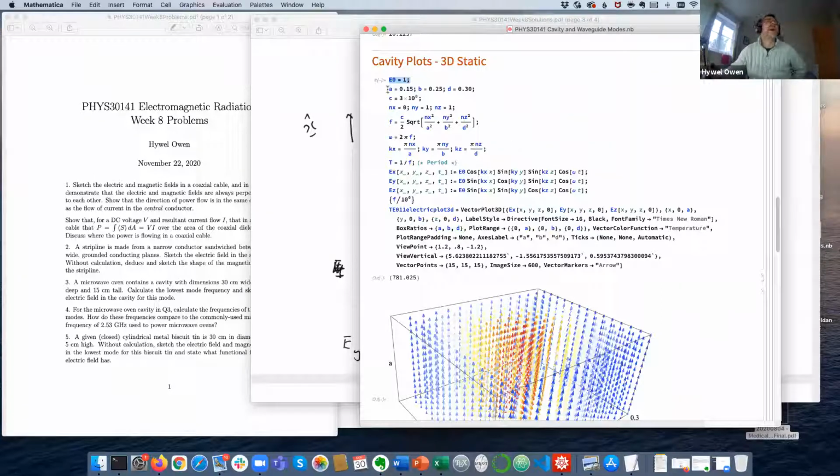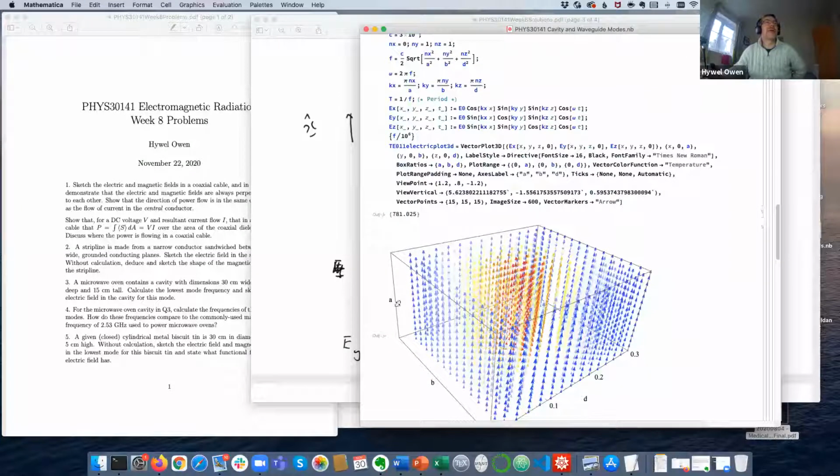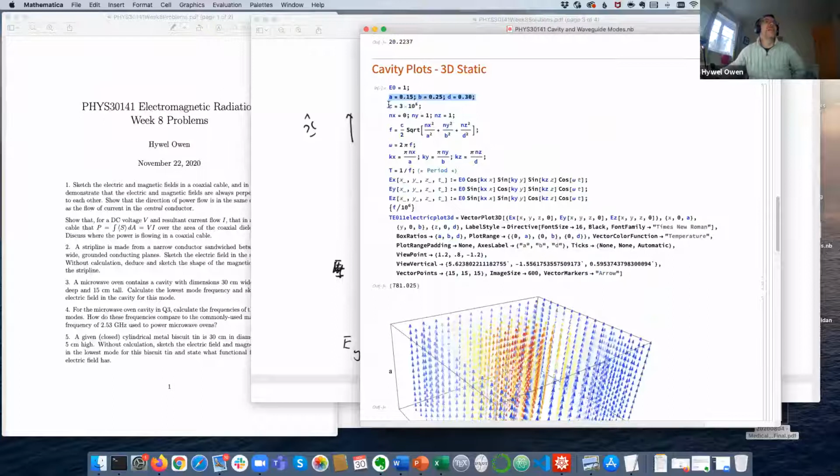And here I set the dimensions of the cavity wall sides. You see down here, I've got A, B, and D. And I set as an approximation that the speed of light is 3 times 10 to the 8. All this will do is change slightly the resonant frequency when I calculate that. And I set nx equals 0, ny equals 1, and nz equals 1. This is our 0, 1, 1 mode.